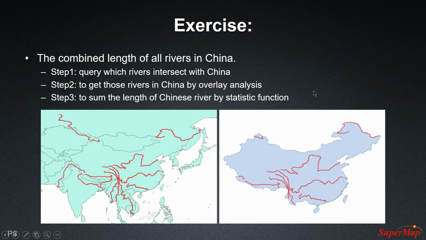Now, the next thing that we are going to work on is a little bit more complicated than the previous one. We're going to query which rivers intersect with the Chinese international boundary. The second step is to get those rivers in China by making use of overlay analysis. And finally, we're going to sum up the length of the Chinese rivers by a statistical function, and that is going to give us the combined length of all rivers that are in China. So let's go ahead and do that.